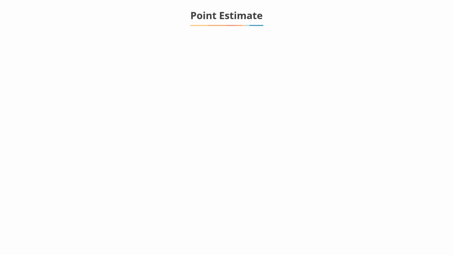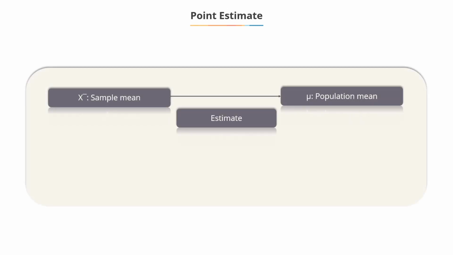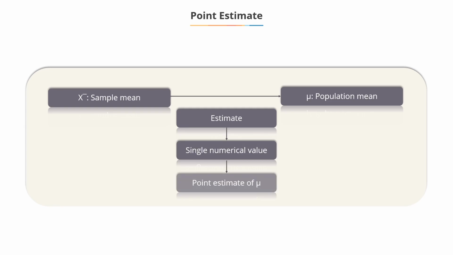As we've already discussed, x bar is the sample mean that is an estimate of the mu. Such an estimate, where you get a single numerical value based on the sample data, is called a point estimate of mu.